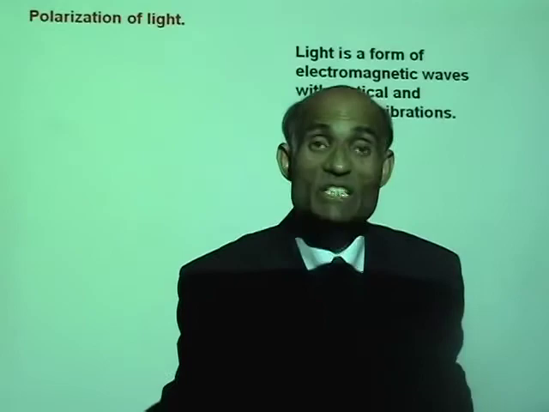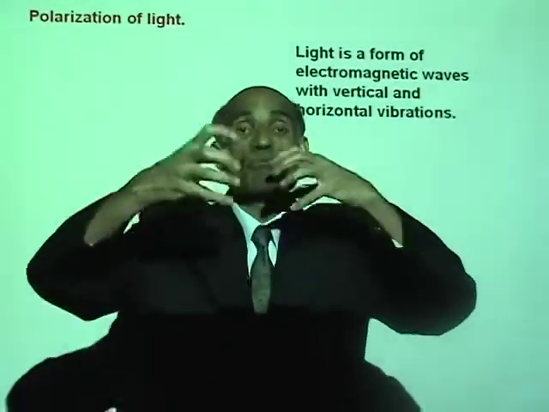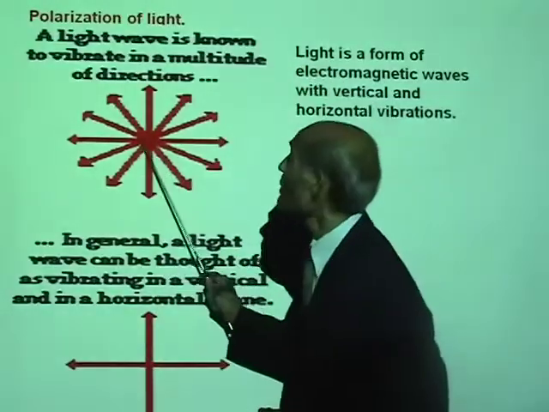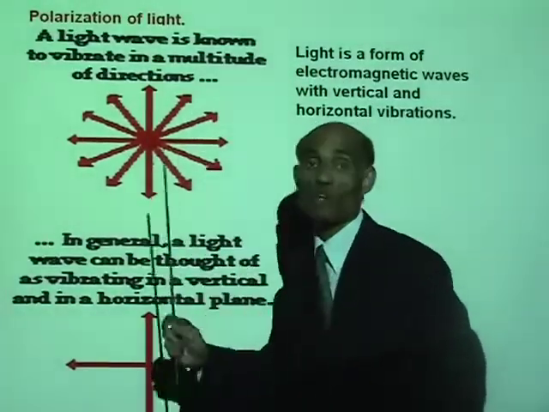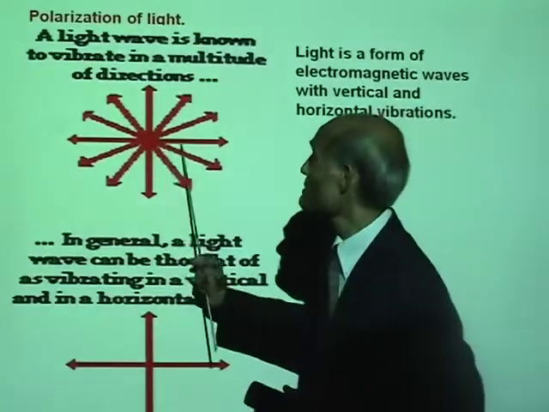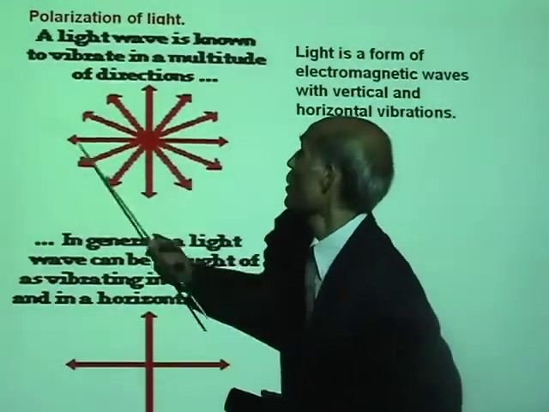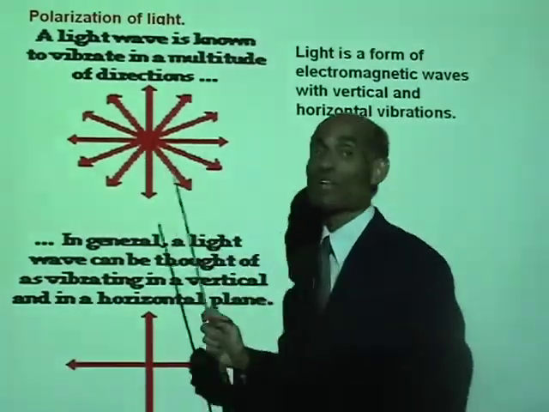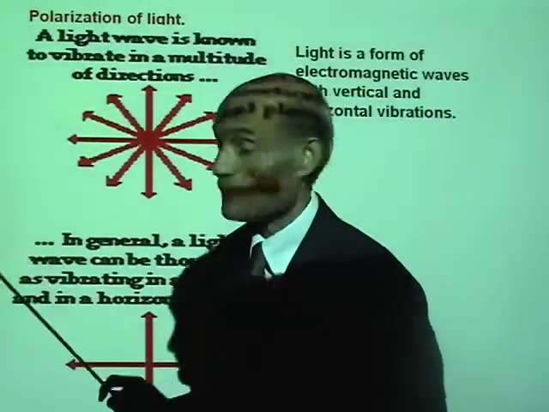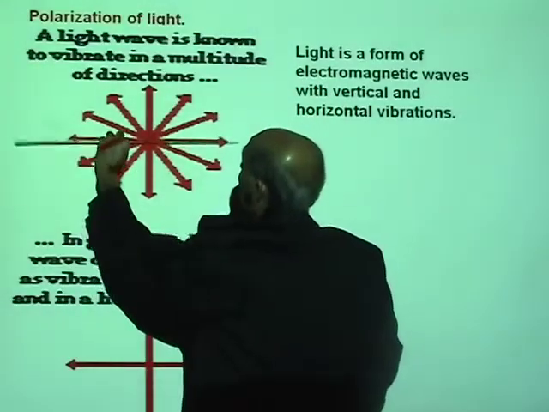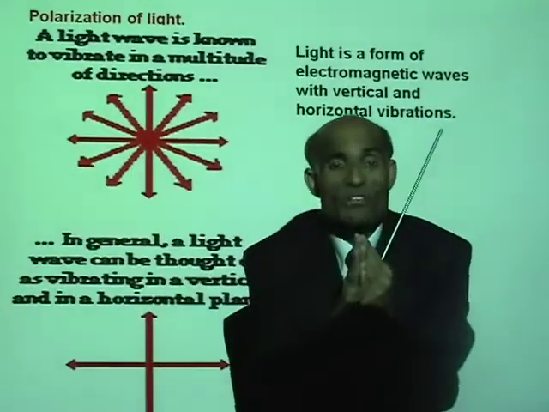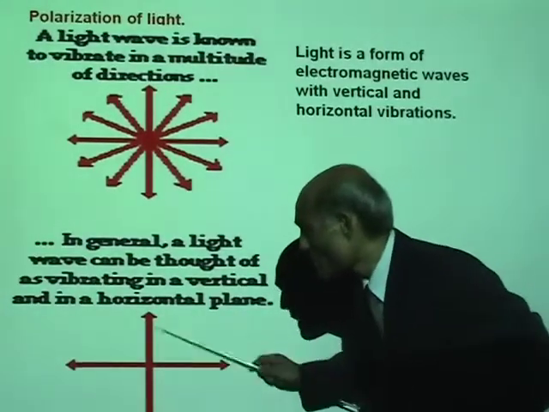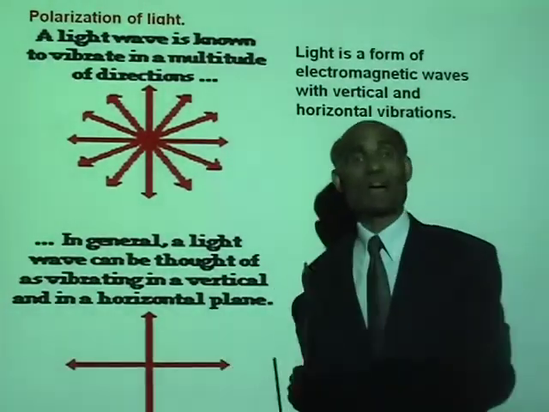So light is actually a combination of vibrations in many planes. In other words, the vibrations that constitute light can be represented like this. You have vertical, horizontal, and also vibrations in other planes. But we can summarize all these vibrations into this form: vertical vibrations and horizontal vibrations.